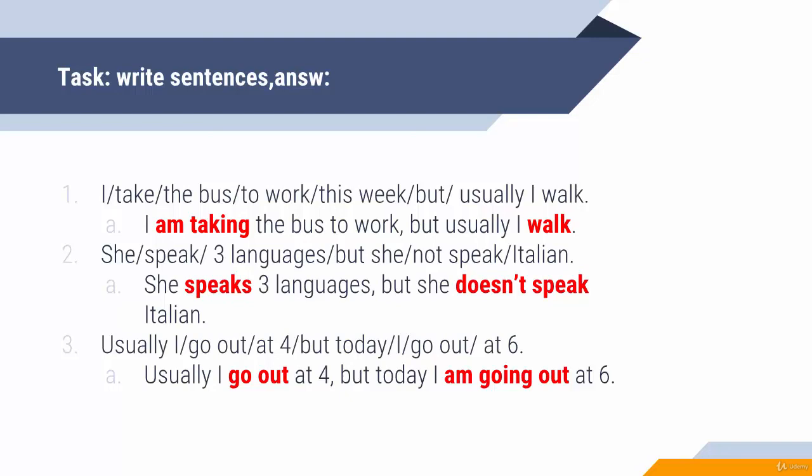She speaks 3 languages, but she doesn't speak Italian. In general, the 2 actions are in general. She speaks 3 languages in general, but in general, she doesn't speak Italian. Usually, I go out at 4, but today I'm going out at 6. Usually something is happening? No, usually something happens. So be very careful here. Usually, present simple. But today, contrast, I'm going out at 6.